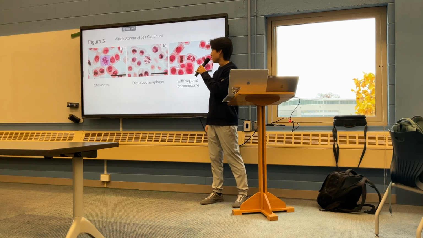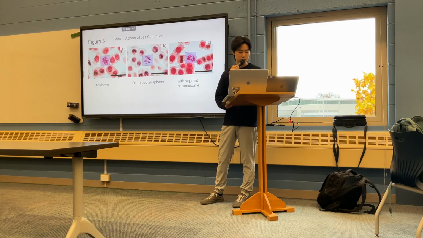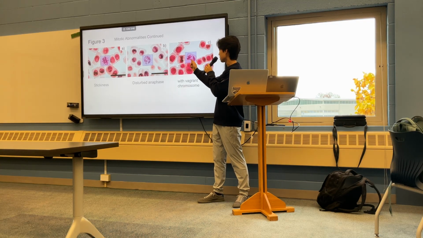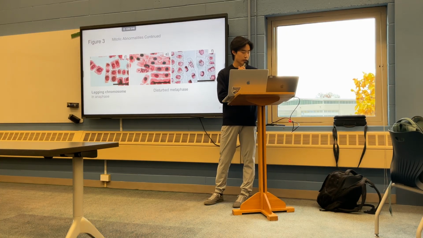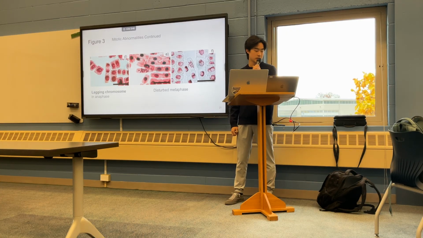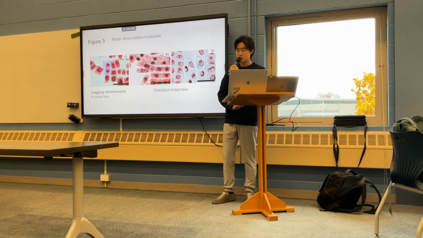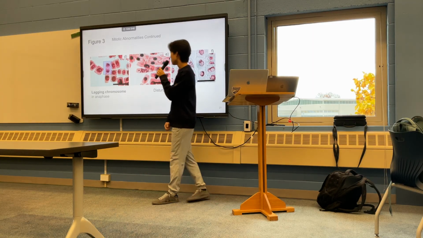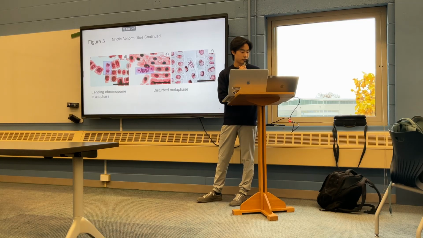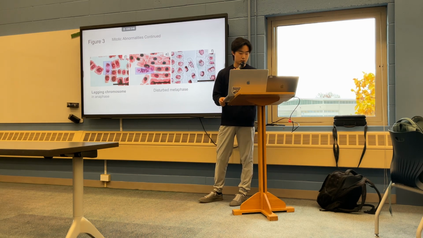And then in figure 3B, you can see disturbed anaphase, and then in figure 3C, you can see disturbed anaphase with a vagrant chromosome, which is the chromosome that's stuck in the center. And in figure 3D, you can see the lagging chromosome in anaphase, which is in the cell in the blue box, and it's this little chromosome that's stuck to the pole of the cell. And then in figure 3E, you can see disturbed metaphase again, and in figure 3F, you can also see disturbed metaphase.